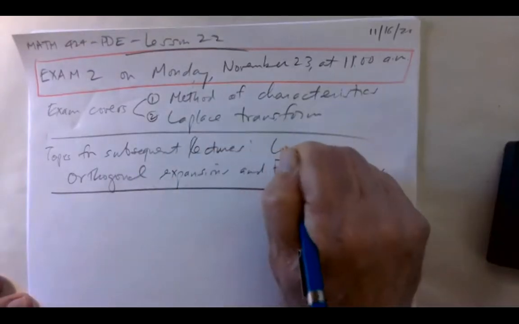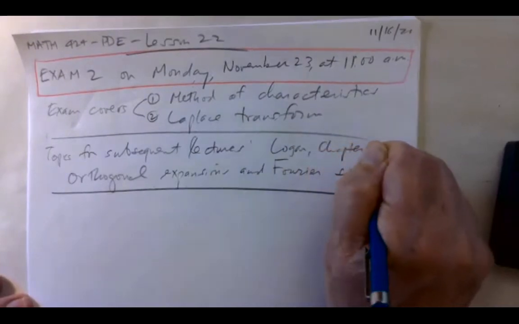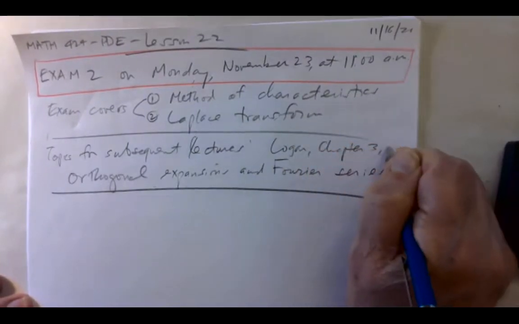So in the book by Logan, for example, this is chapter 3 and a little bit of chapter 4.